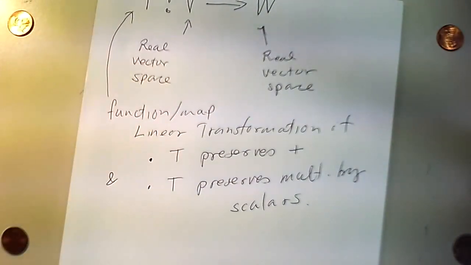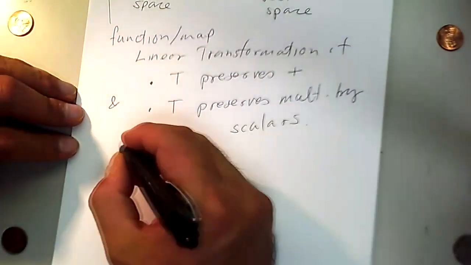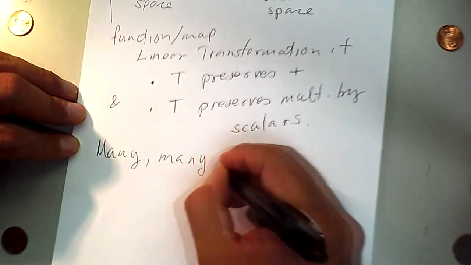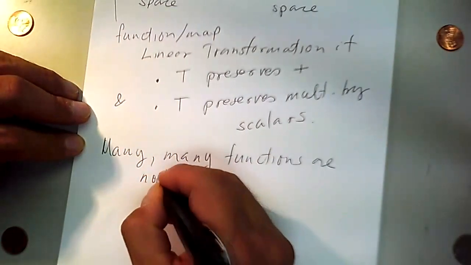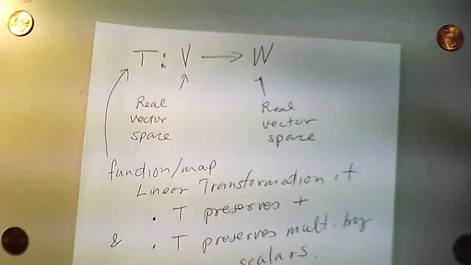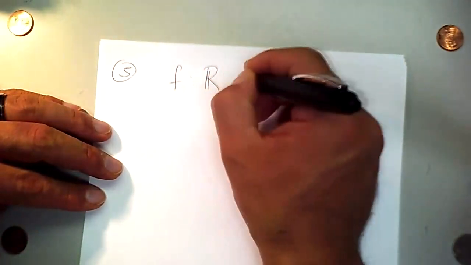Okay. There are many things that are not linear. Watch out. Many functions are not linear. Okay, let me give you examples of nonlinear functions first. So example 5, something as innocent. Okay, so let's say we define f from R to R.